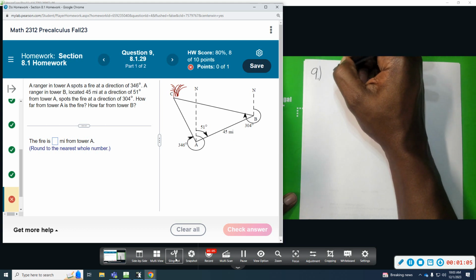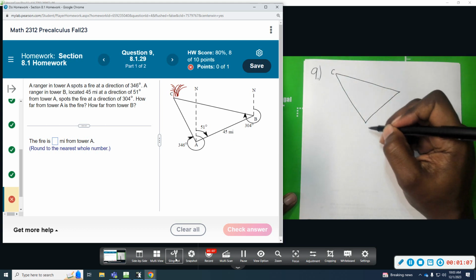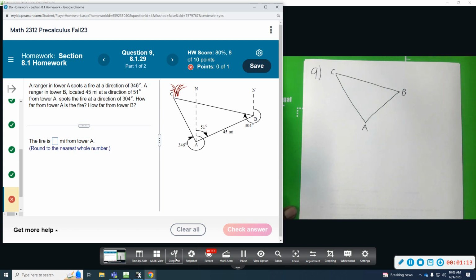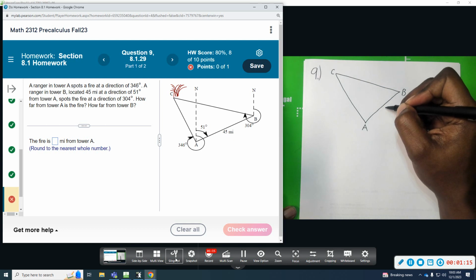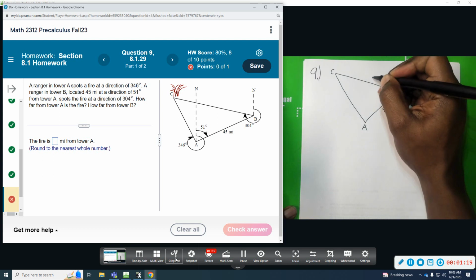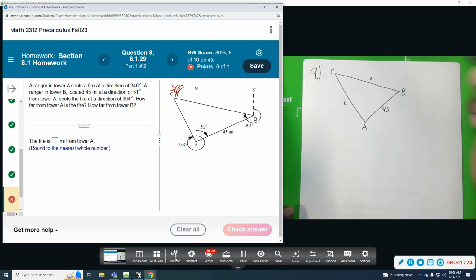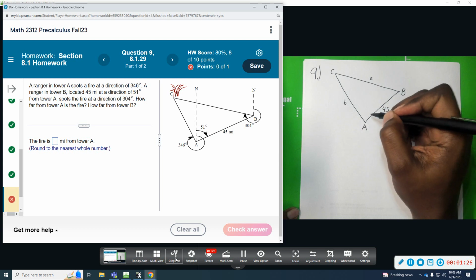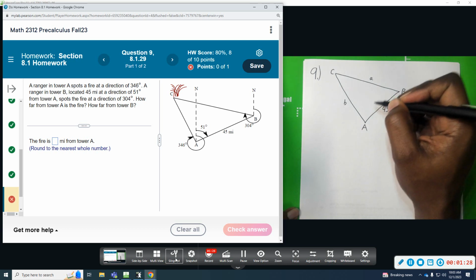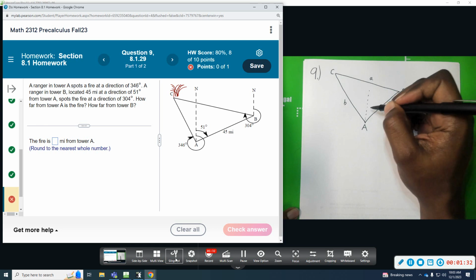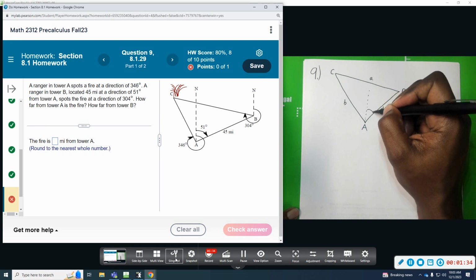The fire is up here. They're showing you C, Tower A and Tower B. And we need to figure out the angle measurements. So we have that the distance from Tower A to B is 45. That's the one thing that's given. But we need to find distance A, and we need to find B. So we have a partial angle here. You see a perpendicular, and this is 51, so this is part of the angle.